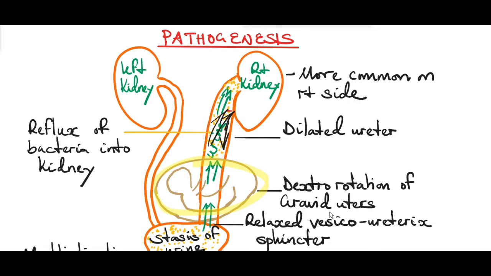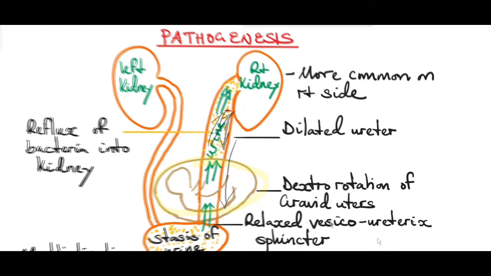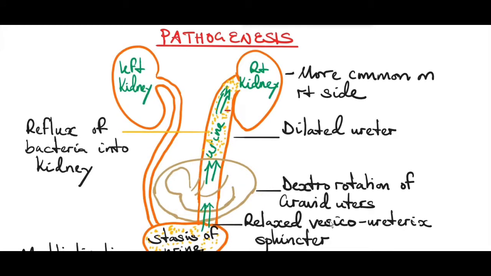So there's stasis of urine, which causes multiplication of the bacteria. And that same bacteria is going into the right kidney instead of going towards the bladder. And this is the reason why pyelonephritis is more common on the right kidney than on the left kidney in a pregnant woman.